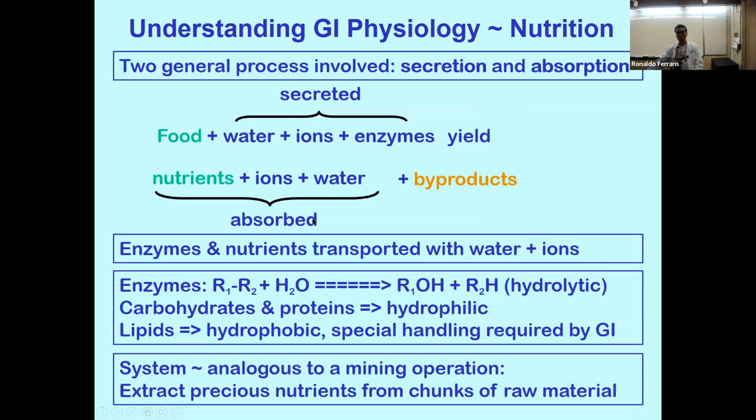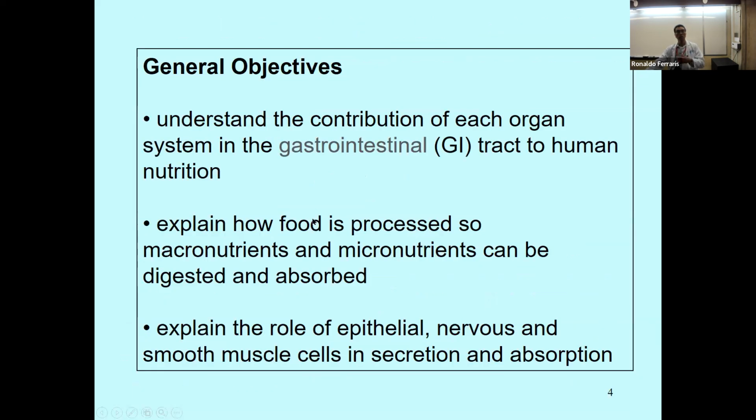And if you have general objectives for this course, it's actually very, very simple. We need to understand the contribution of those various organ systems in the GI tract to human nutrition. So that's really objective number one. Objective number two is how food is processed so your nutrients can be digested and absorbed. Very, very simple objectives. And then explain the role of the anatomical portions of the GI tract. What do they do in terms of secretion and absorption?